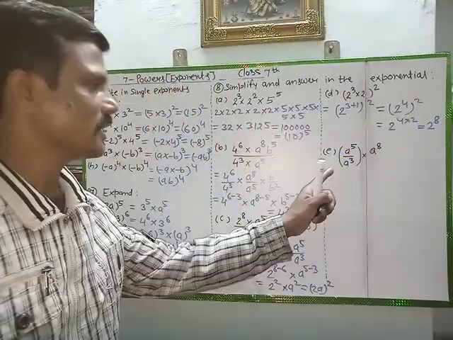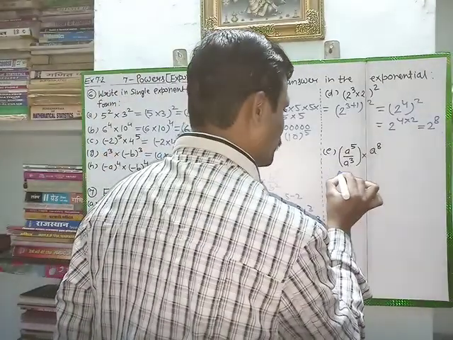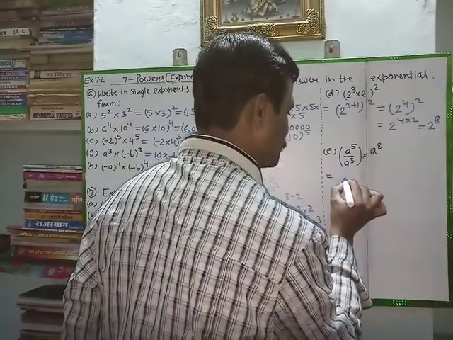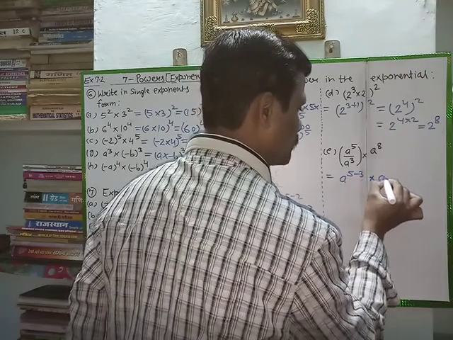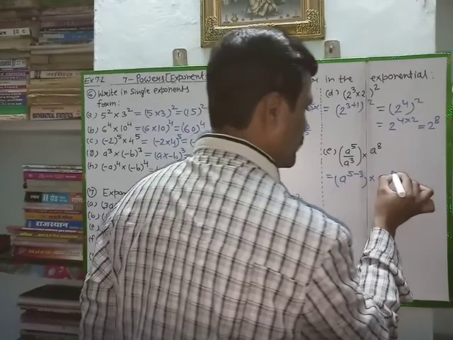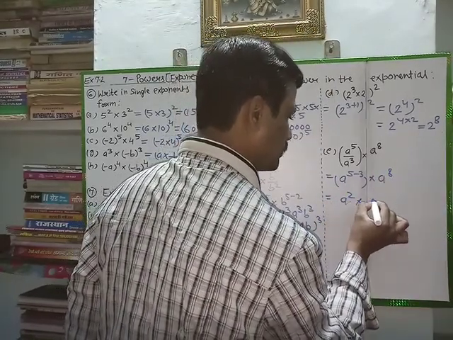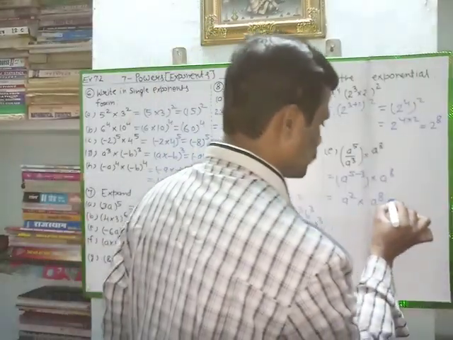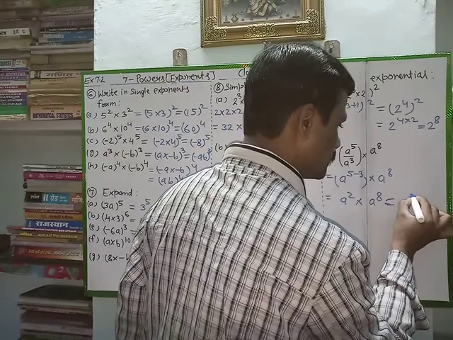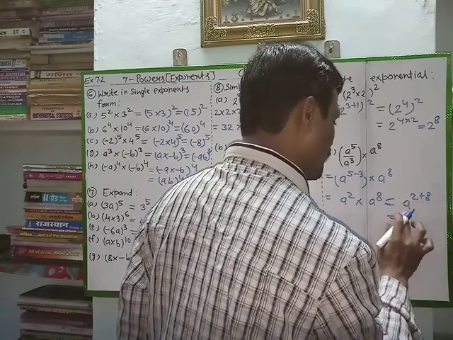Question number E. A to the power 5, a to the power 3. Okay, so this will become first a to the power 5 minus 3 multiply with a to the power 8. Okay, this will become a to the power 2 multiply with a to the power 8. Now the bases are the same, so you can write a to the power 2 plus 8 means a to the power 10.